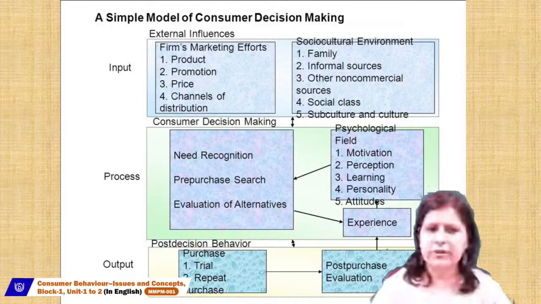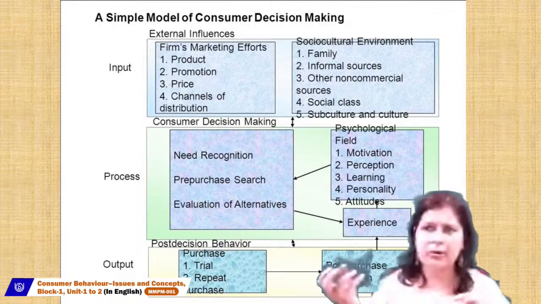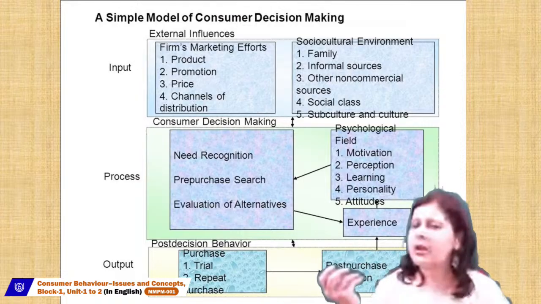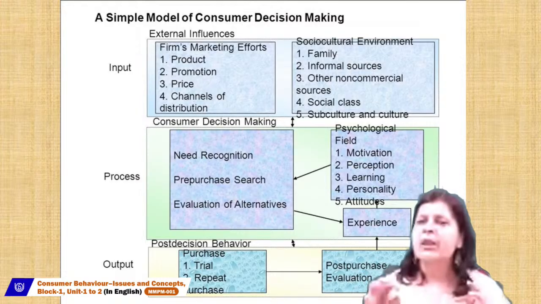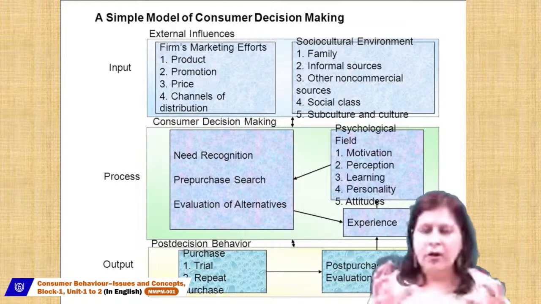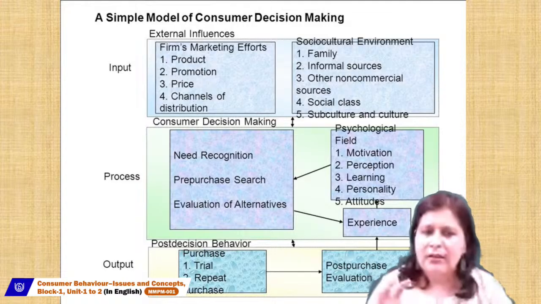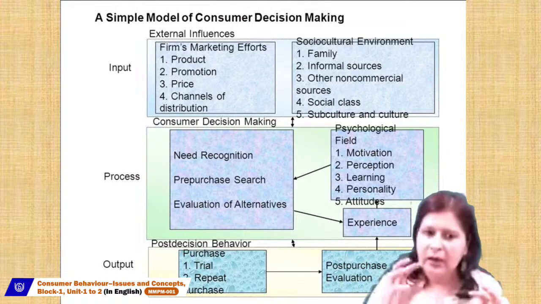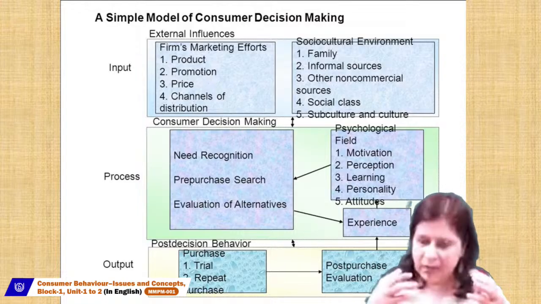The type of product, promotion, and price impact the decision making, and so does the channel of distribution, whether it is available or not. Then the socio-cultural factors impact decision making, like the family, informal sources, other non-commercial sources, social class, and subculture. All these play a very important role in influencing consumer decision making. Through these inputs we process our needs; that is the process.